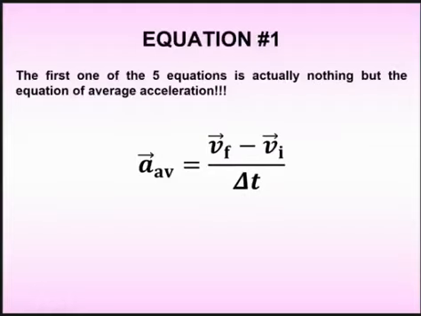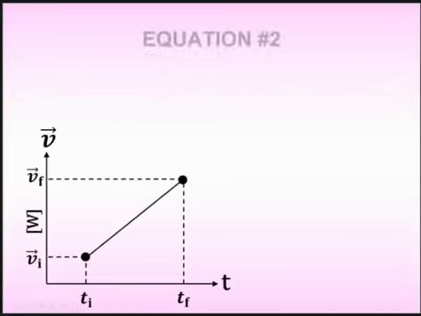The first one just happens to be, did we cover this equation before? Yes, this is purely the definition of average acceleration. So one of the equations is already done for us. This is called equation number one: a_av equals (v_f minus v_i) over delta t. Done. We're done one of the five. 20% done. Okay, let's do the second one.